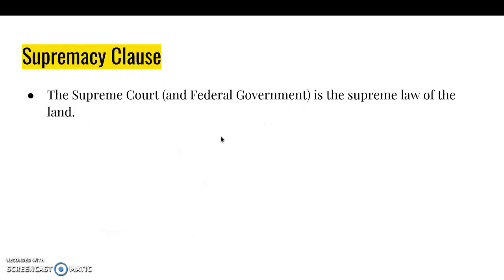Because the Supreme Court is the supreme law of the land, they fall under what is called the Supremacy Clause. The Supremacy Clause means the Supreme Court and the federal government is the supreme law of the land. Therefore, if the state of Virginia made a law that violated the Constitution and the Supreme Court ruled against that law, it would be struck down and the state of Virginia's law would be null and void. You'll see that when we talk about Loving v. Virginia, which was the Supreme Court ruling about Virginia state law banning interracial marriage.